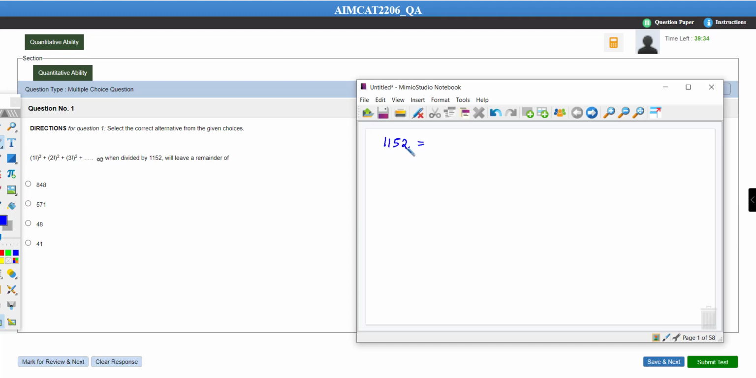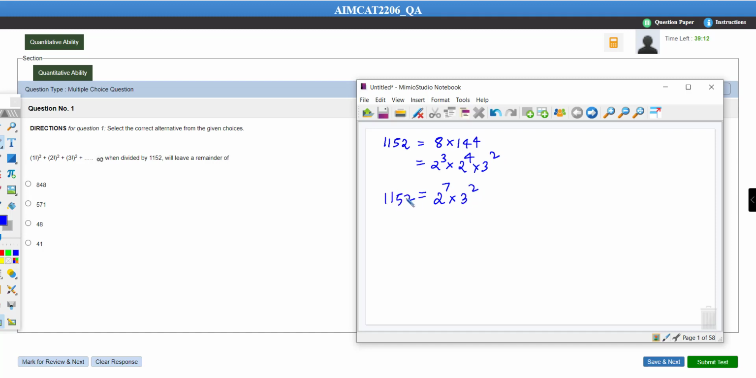1152 is divisible by 2, 4 and 8. So 8 into what? 8 into 144. So 8 is 2 cube, 144 is 16 into 9, that is 2 to the power 4 into 3 square. So this is equal to 2 to the power 7 into 3 to the power 2. So 1152 is equal to 2 to the power 7 into 3 square.